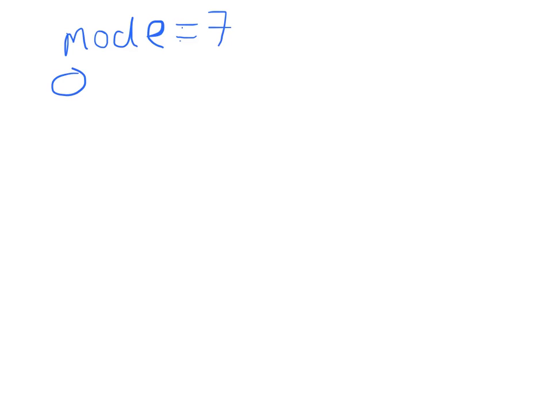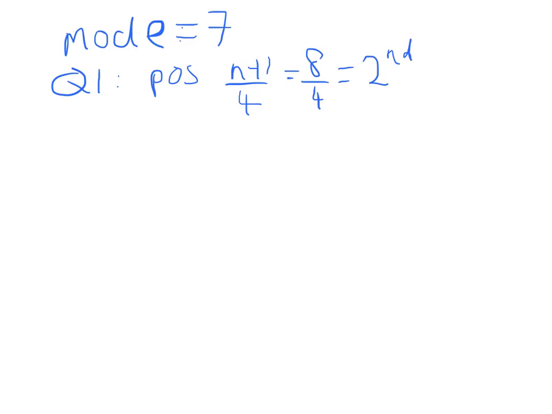So for Q1, we start off with the position, and that's just going to be n plus 1 over 4. So 8 over 4 is the second position, and using our ordered data from the previous slide, we can say that therefore Q1 equals 3. It's just our second value.